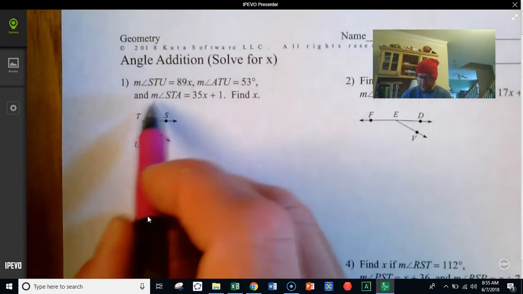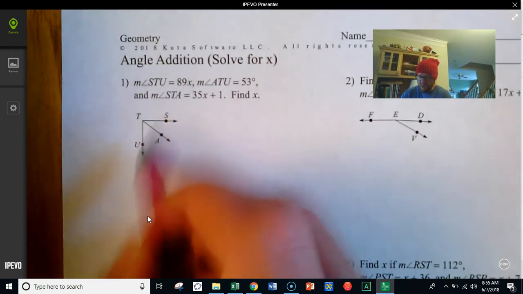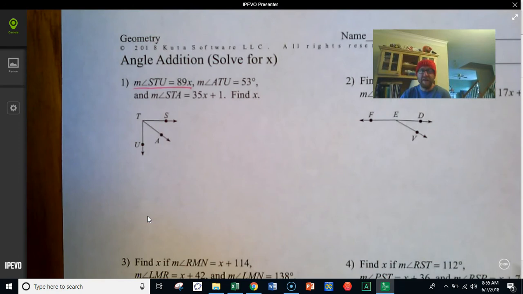So let's see. We have STU, that's the big angle, is 89x.